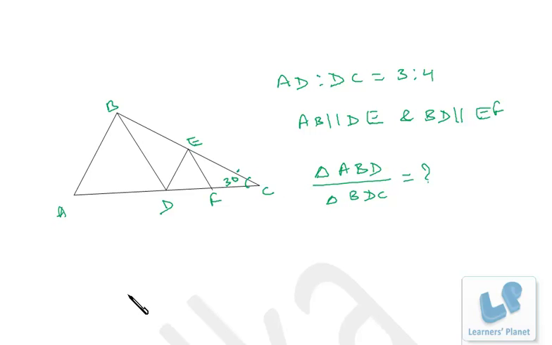Now friends, we have this problem. Here AD to DC is 3:4, AB is parallel to DE, and BD is parallel to CF, BD is parallel to EF. We have to find the ratio of the area of ABD to BDC.